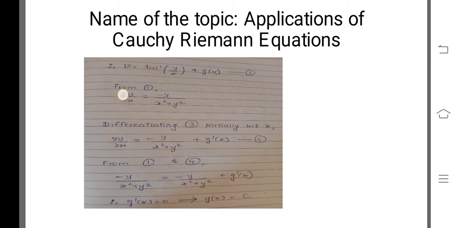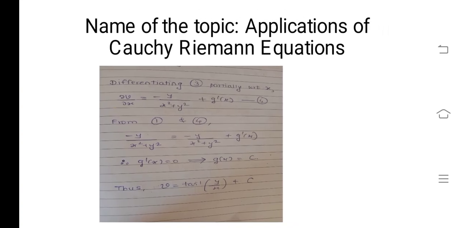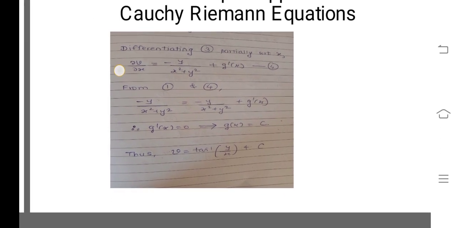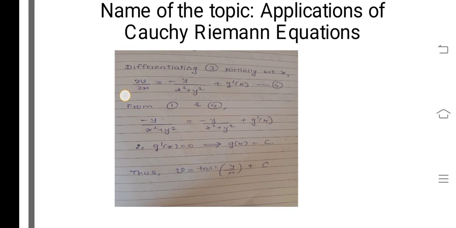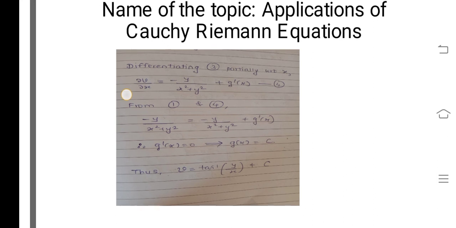As equations 1 and 4 share the same left hand side, we will have minus y upon x square plus y square equal to minus y upon x square plus y square plus g dash of x. It means that g dash of x is 0. Since the derivative of a function is 0, it means that it's a constant function. So we will get g of x equal to c, and thus v is tan inverse of y by x plus c.